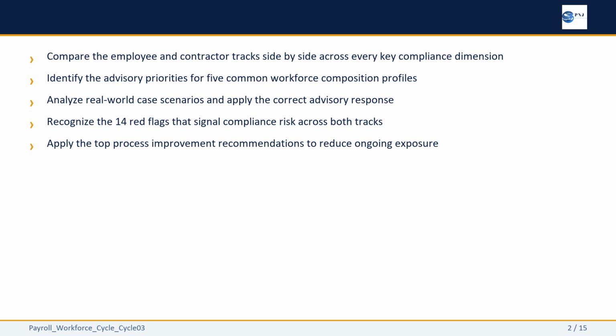By the end of this section, you will be able to compare the employee and contractor tracks side by side across every key compliance dimension. You will identify the advisory priorities for 5 different workforce profiles. You will analyze real case scenarios and know exactly what to do. You will recognize the 14 red flags that cut across both tracks, and you will apply the process improvement recommendations that give clients the strongest protection going forward. These are the skills that define strong advisory work.